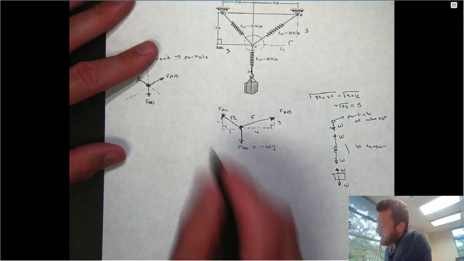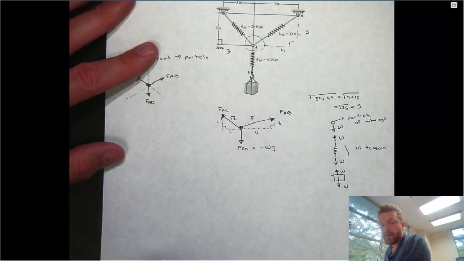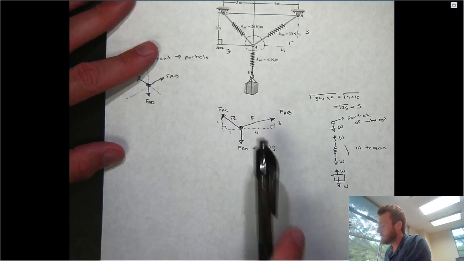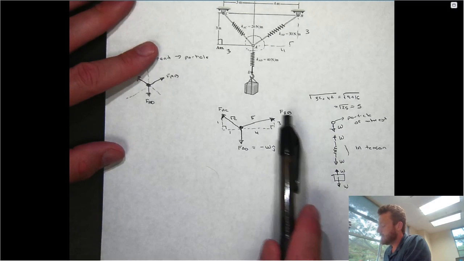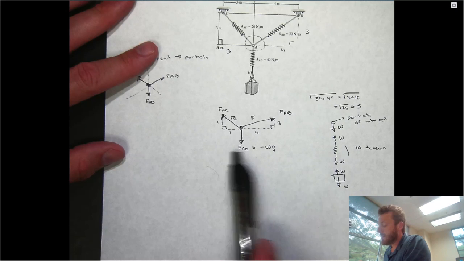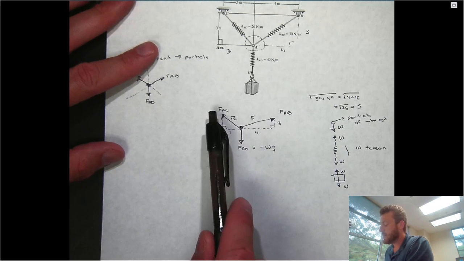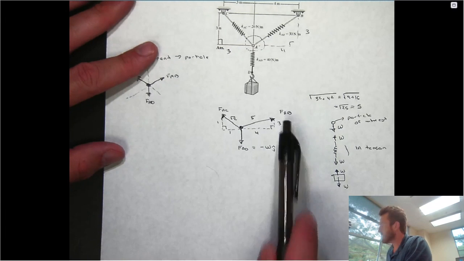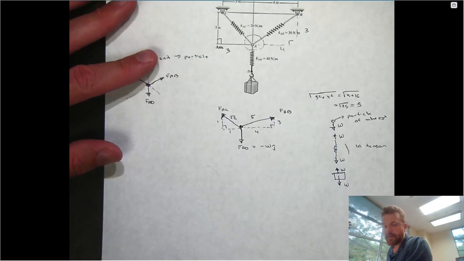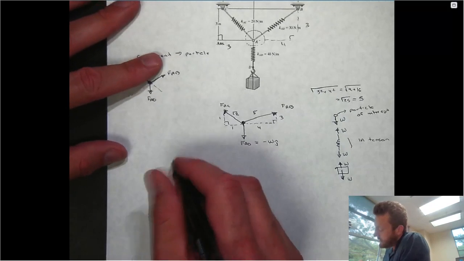So now that we have our free body diagram and we've incorporated as much information as we can, if you notice we have the direction information for FAB and FAC, and we know everything for FAD. So we only have two unknowns, the magnitude of FAC and the magnitude of FAB, and we can solve that by enforcing our equilibrium condition.